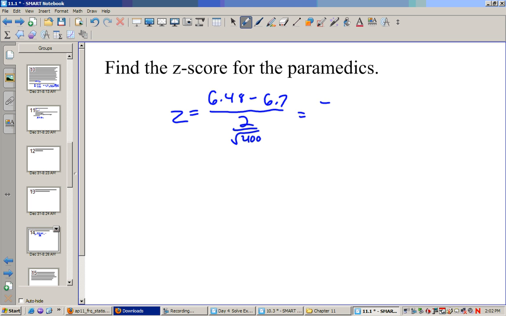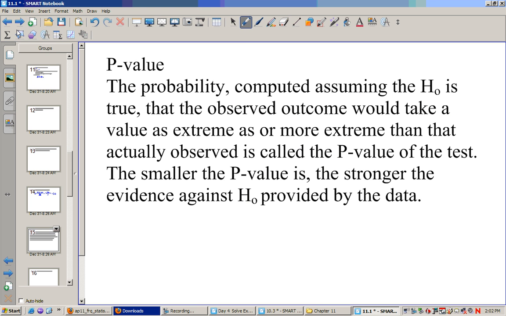So this would be negative 0.22 over 0.01. Oh, not 0.01, just 0.1. I'll write that again, which will come out to be negative 2.2. So that's the z-score of that one. So it's pretty far from the mean.